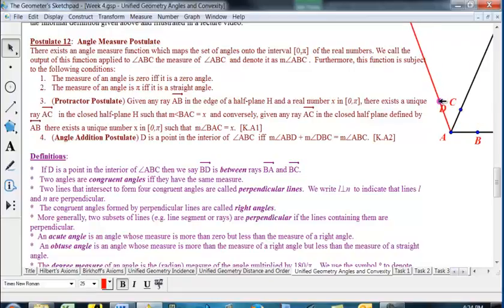If D's not in the interior, then that's not true. You can clearly see that BAD plus CAD is definitely larger than BAC. Okay? And of course it goes the other way around. It's an if and only if. So if those measurements add up, then D has to be in the interior. We'd say that D's in the interior, and then we say that this ray AD is between rays AB and AC. So there's a betweenness for rays.